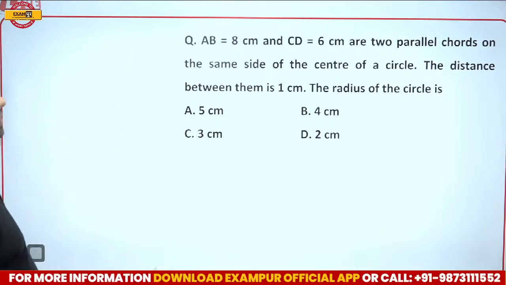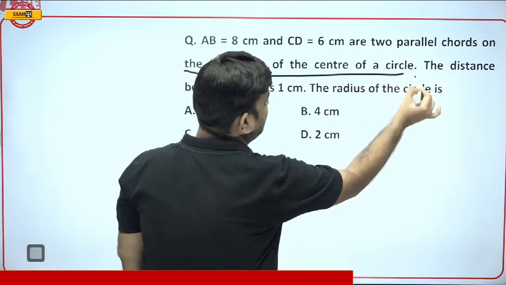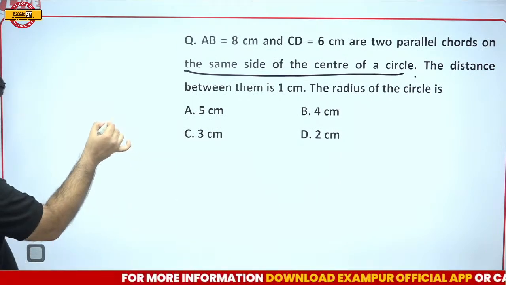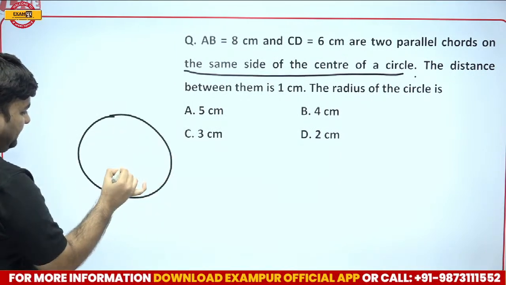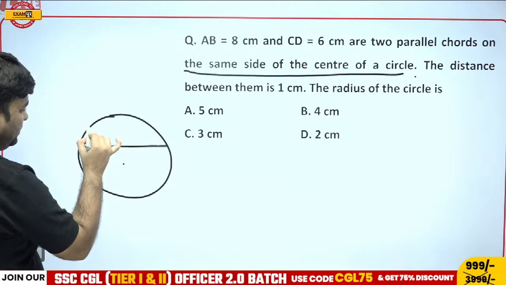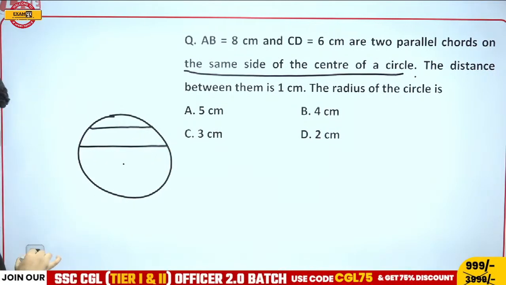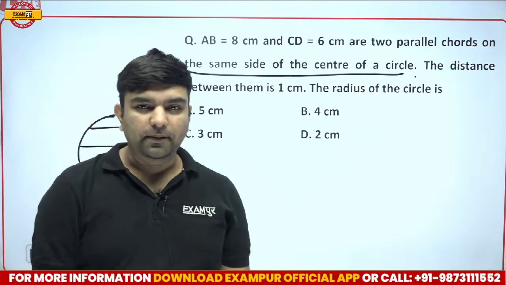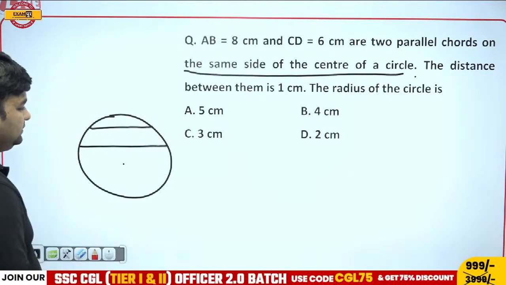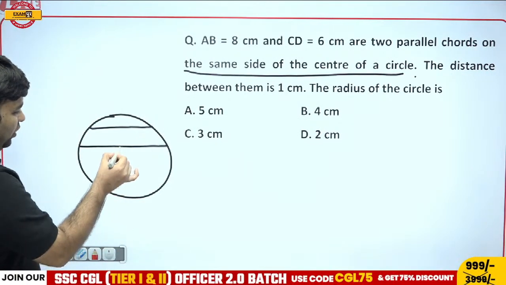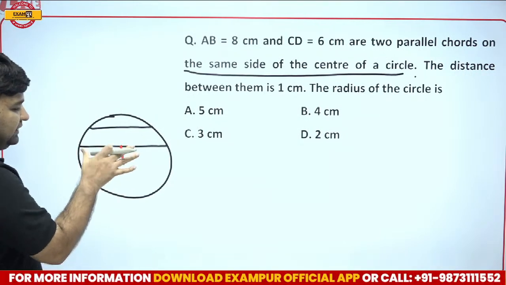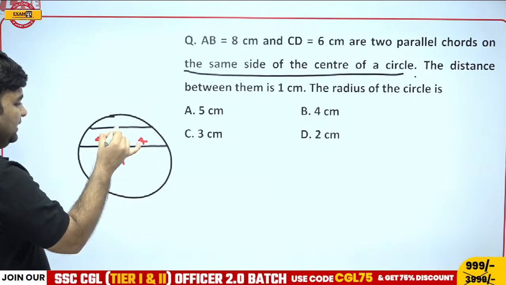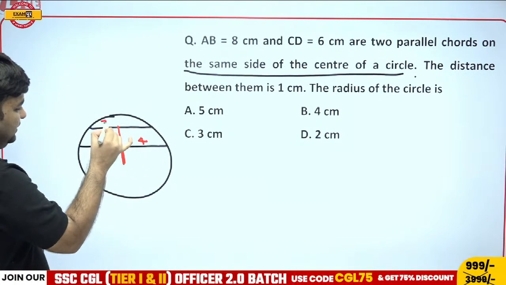AB and CD are two parallel chords on the same side of the center. AB is 8. Obviously, the nearer is larger. So 4 and 4. And this is 6, so 3 and 3.